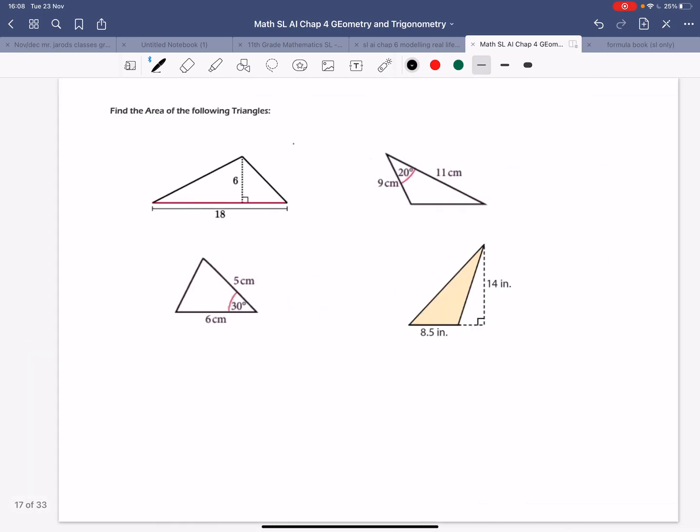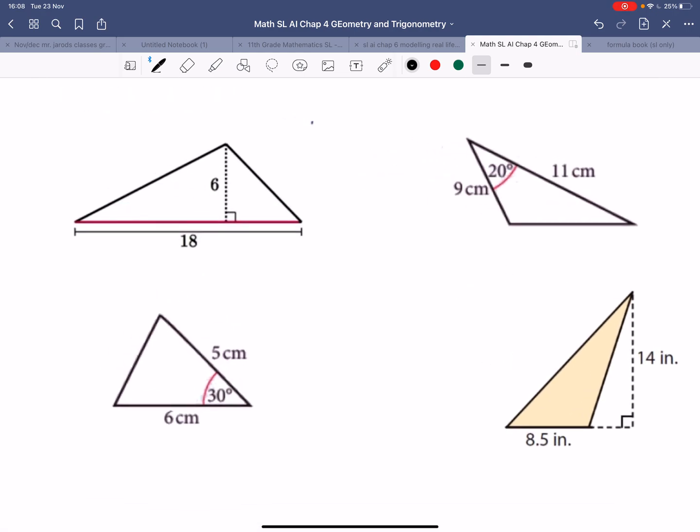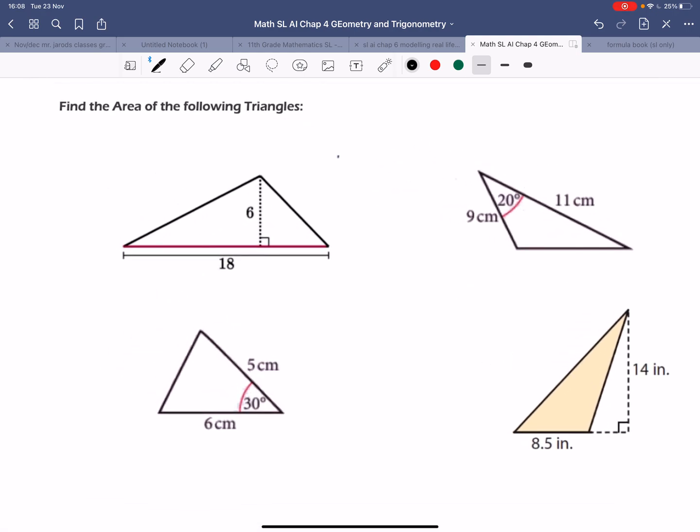All right, so find the area of the following triangles. This one's nice and easy. Here's your base, here's your height. We know the base and height because they're perpendicular. So this is just 1/2 times 18 times 6, which, punching it in the calculator, gives us 9 times 6, which is 54 units squared.